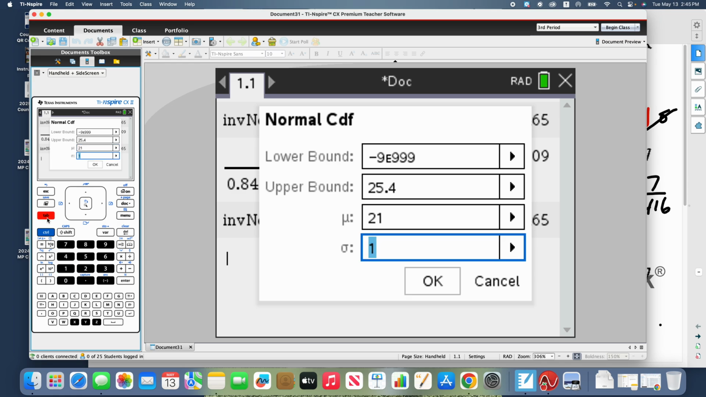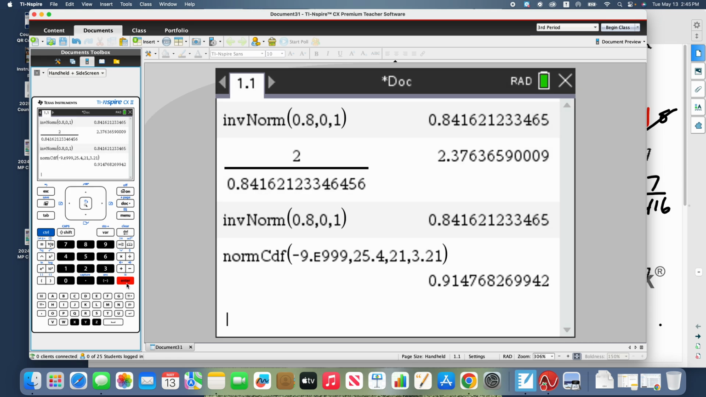By the way, this is what concerns me about this one. If you didn't get the standard deviation, make something up and show that you plugged it in, all right? And you might get some partial credit on that. So there's the standard deviation that we found. Hit enter, and I get 0.915. So like 91.5%.